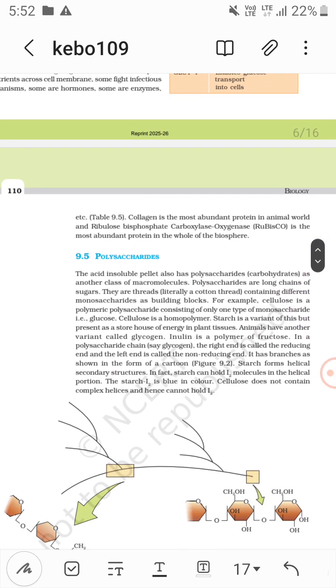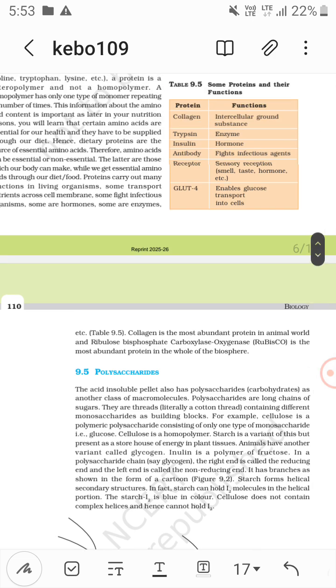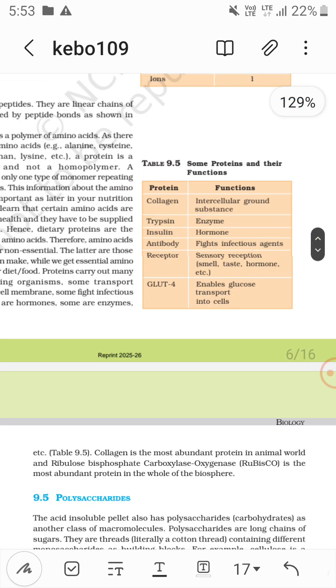Now collagen is a protein. It's the most abundant protein in the animal world. This is ribulose bisphosphate carboxylase oxygenase, rubisco. Now rubisco is the most abundant protein in the whole of the biosphere, especially in the plant, right? So this is it. Now some proteins and their functions.